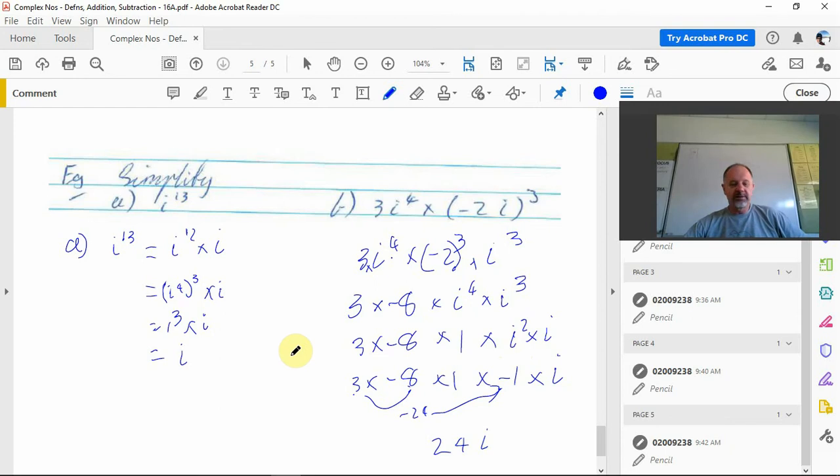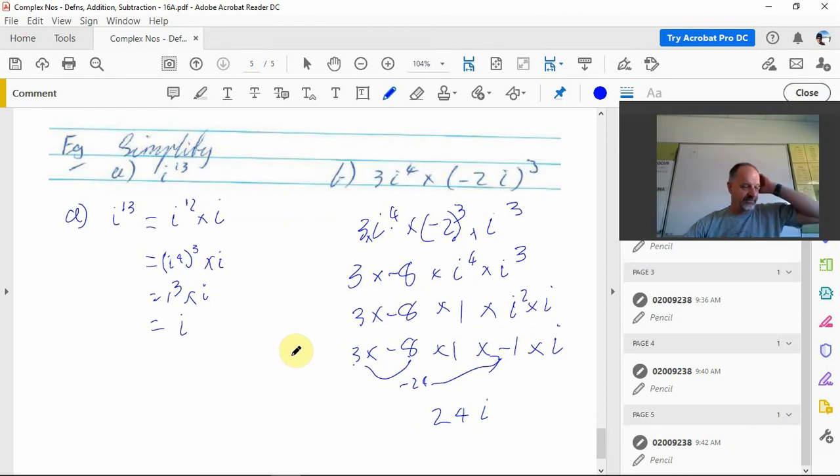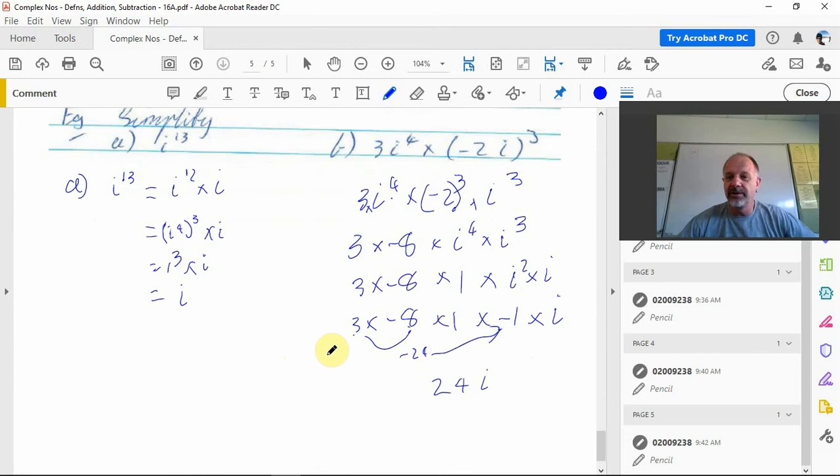All right, so there we go in terms of those things. I think that's about it for the moment. We'll do multiplication and division next time. There's a little bit more involved. We can still do them, all right?